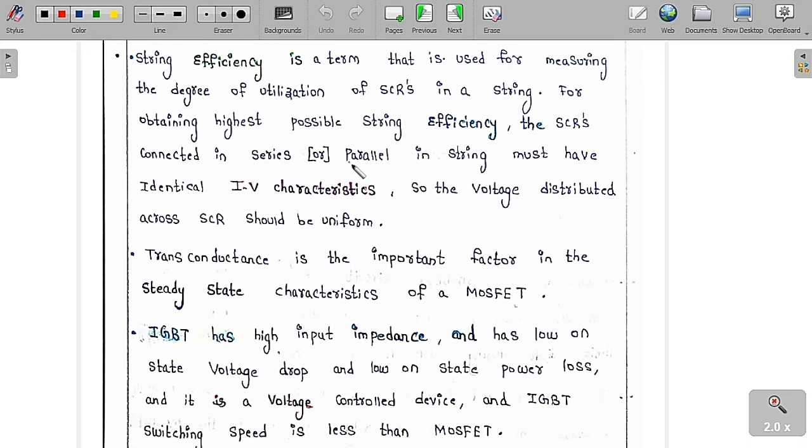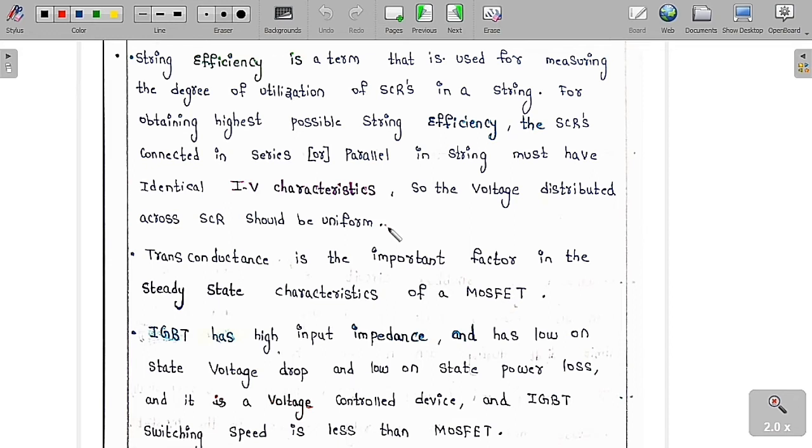For obtaining the highest possible string efficiency, the SCRs connected in series or parallel in a string must have identical IV characteristics. So the voltage distributed across the SCRs should be uniform. Always choose those SCRs which have identical IV characteristics. Then you can connect them either in series or parallel. With the help of this, you are going to get high string efficiency, meaning you are going to utilize these SCRs in the highest utilization manner.